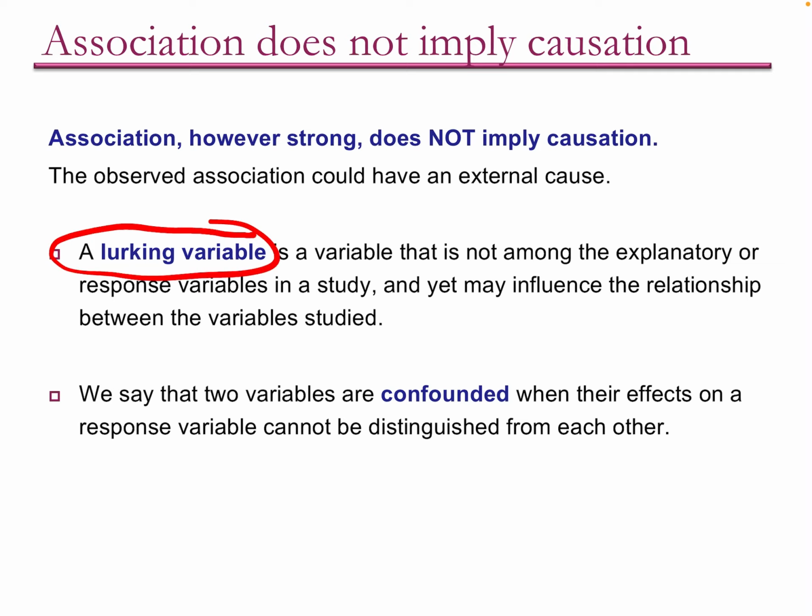This is what we call a lurking variable. It's a variable that is not among the explanatory or response variables in our data set, but may influence the relationship between these two variables, making it seem like there's a relationship between them. Whenever we have an apparent relationship between an x and y variable that is being affected by a third-party variable, a lurking variable, then we say that those two variables, x and y, are confounded. They're confounded when their effects on a response variable cannot be distinguished from each other.